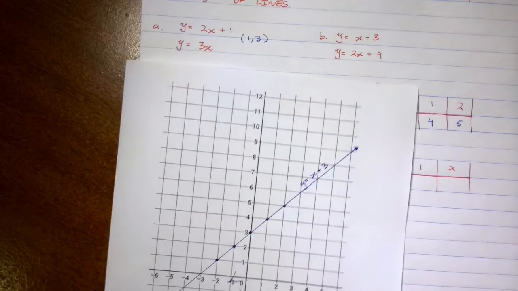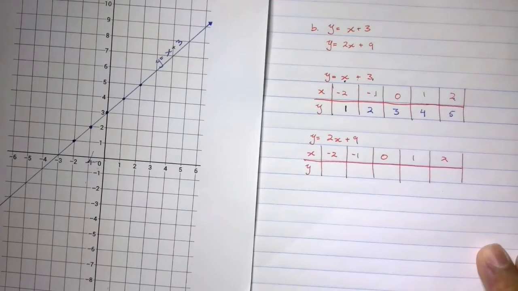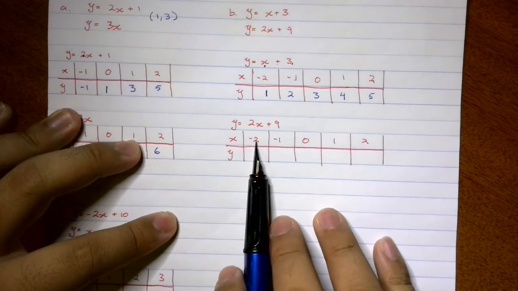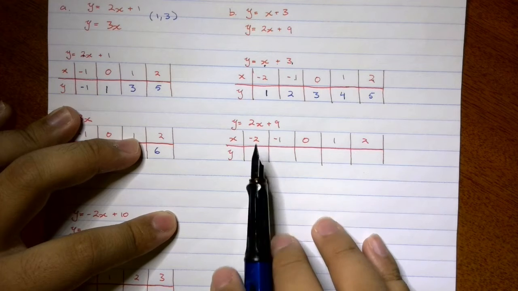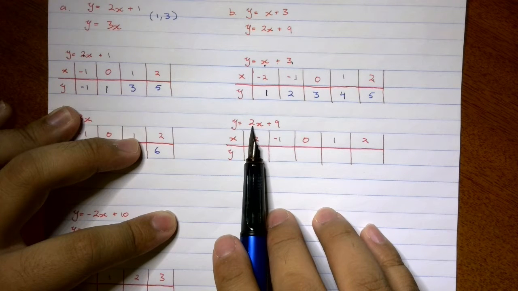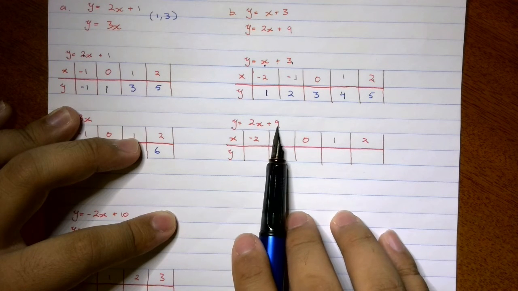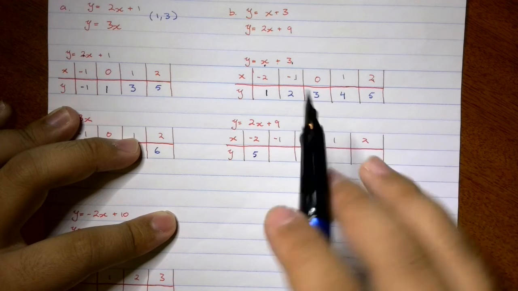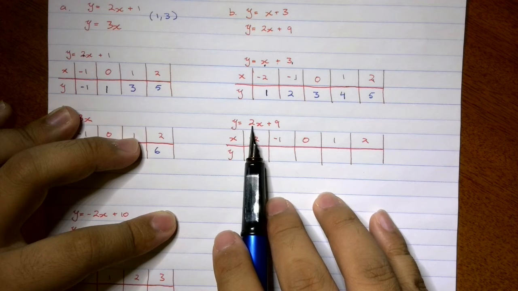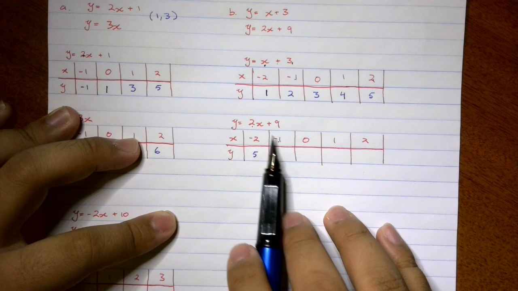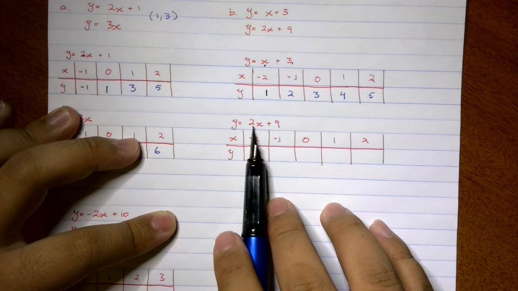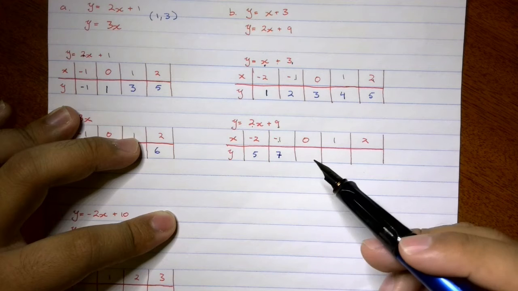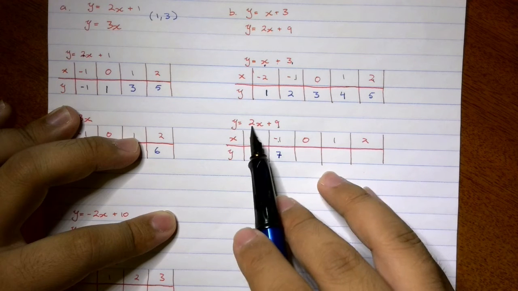Let's graph our next line here. This one's a lot trickier. Let's do this one. -2 times 2 is -4. -4 plus 9, that's 9 minus 4, 5. 2 times -1, so that's -2 plus 9 is going to be 7. 2 times 0 is 0, plus 9 is 9.